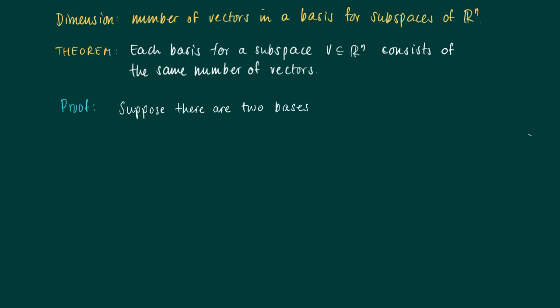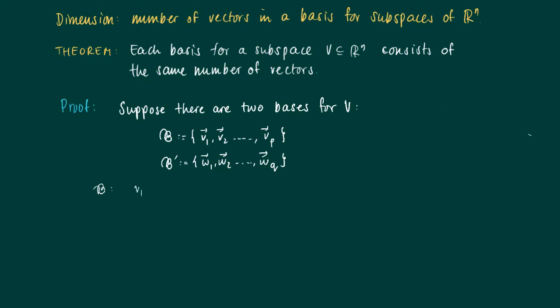One has p elements, so we take beta with p elements, v1 to vp, so this is a basis beta. And we have beta prime with q elements, w1, w2 until wq.